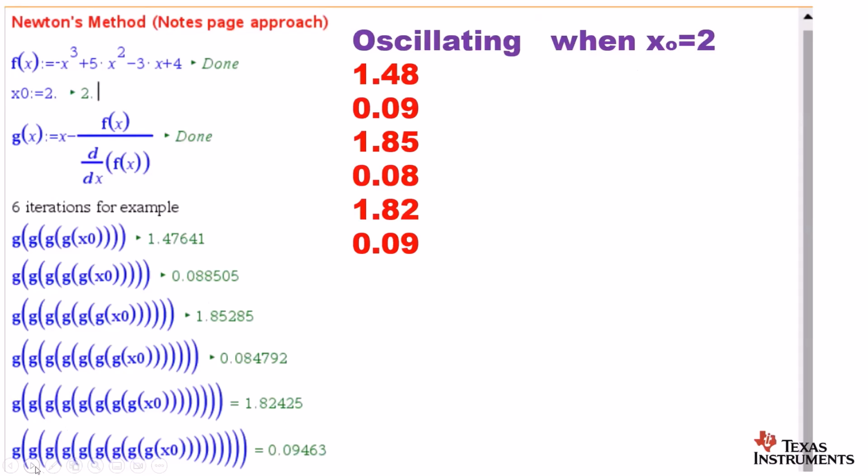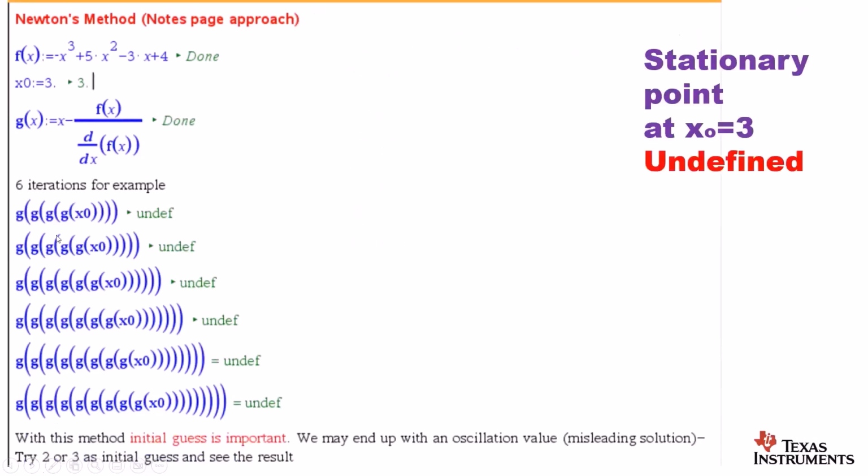Now let's go and look at x equal to 3. And you will see x equals to 3 was actually a turning point, and you see I get undefined. So this is yet another quick way of setting up the iterations on the calculator or on the note page. It's better done on the note page.